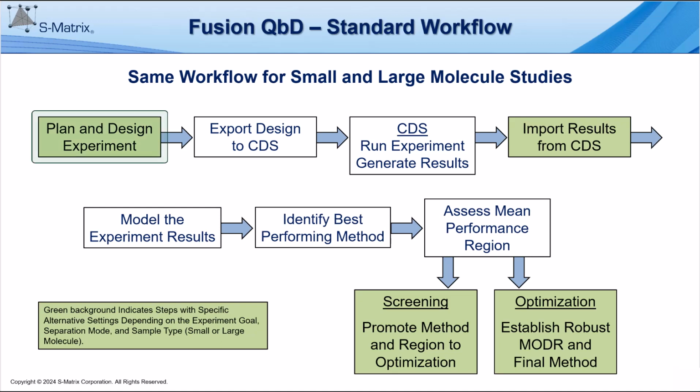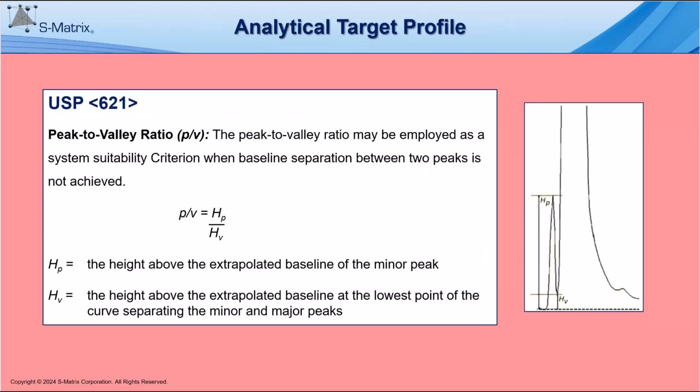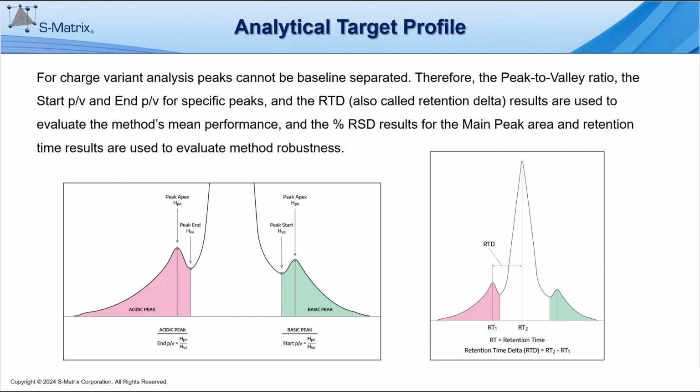For example, in experiment design, you may select a separation mode specific to large molecule method development, such as ion exchange or size exclusion. You may also select very different metrics of peak shape and separation for large molecule method development. In this example, we will use the peak-to-valley ratio as a separation parameter as presented in USP 621, since in this example, the acidic and basic peaks on either side of the main peak cannot be baseline separated. We will also include the retention time delta, defined here as the retention time difference between a given peak and its immediately earlier eluting peak.